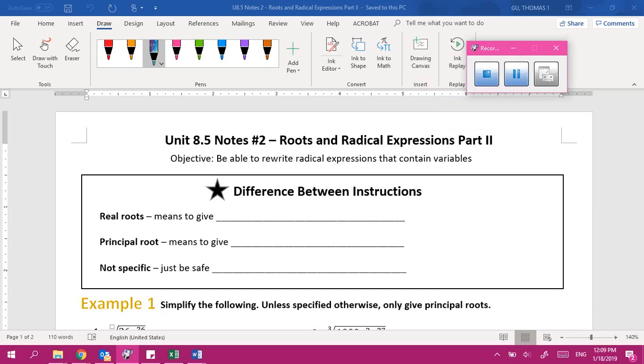Welcome back to another fun-filled, action-packed, non-flipped Algebra 2 classroom video. This is notes number 2, roots and radicals expressions part 2, because this is just a continuation of yesterday's, not actually a whole different concept. It's just one more thing that we need to add on to yesterday's.